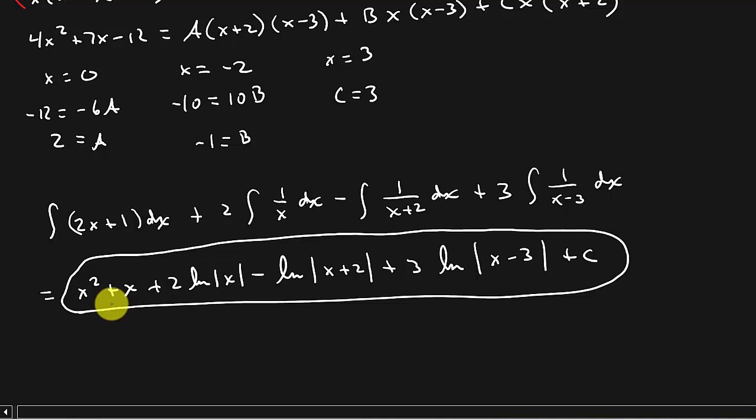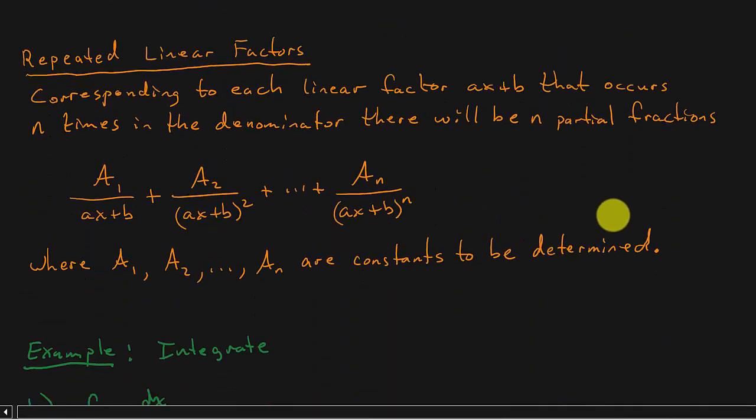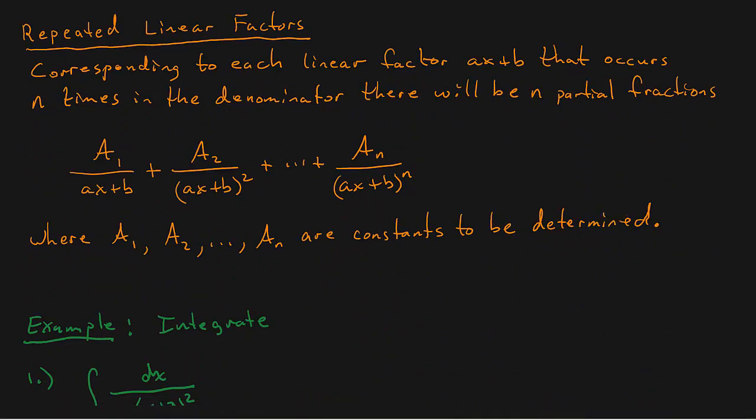All right. So that was quite a bit of work there. Well, let's see what we got now. Repeated linear factors. Corresponding to each linear factor ax plus b that occurs n times in the denominator, there will be n partial fractions. And that's the a1 over ax plus b plus a2 over ax plus b squared all the way to a sub n over ax plus b to the n. And the a1, a2 all the way to an, we have to figure out what those constants are, just like we did earlier.